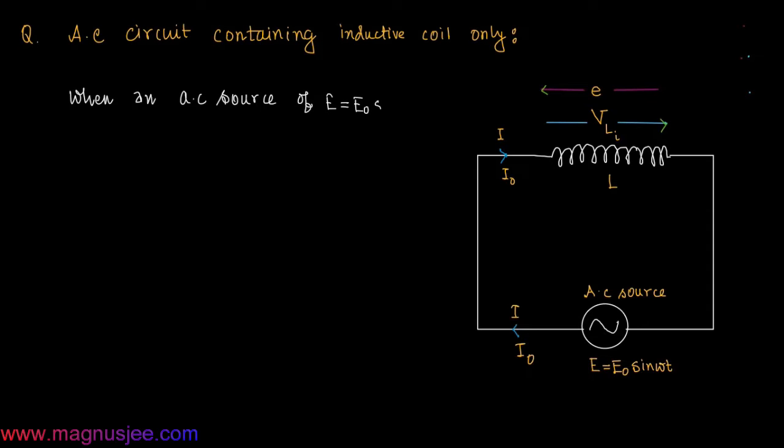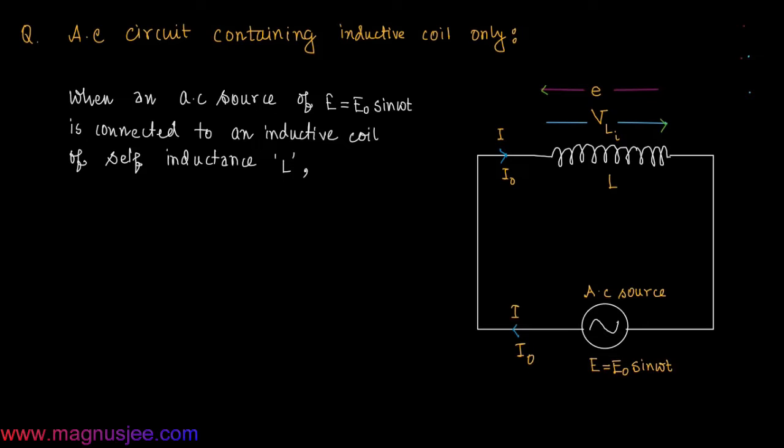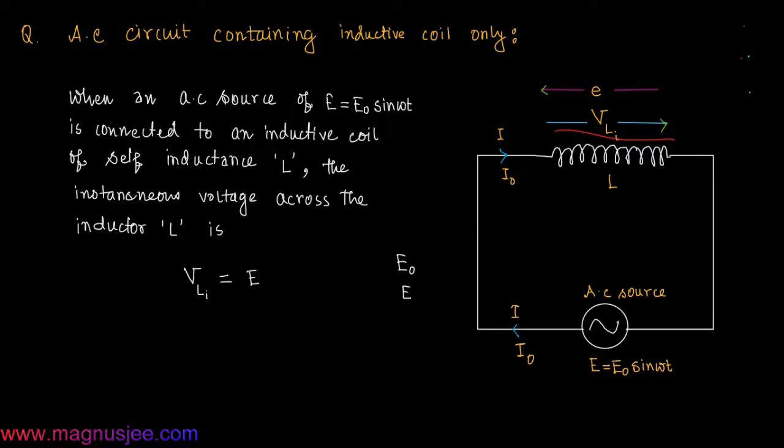When an AC source of EMF E equal to E0 sin omega t is connected to an inductive coil of self-inductance L, the instantaneous voltage across the inductive coil, or inductor L, is given by V_L equal to E. That means V_L, the instantaneous voltage, will be equal to the instantaneous EMF E of the AC source.